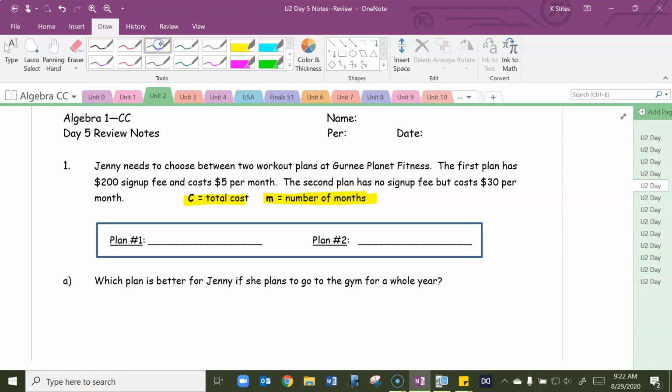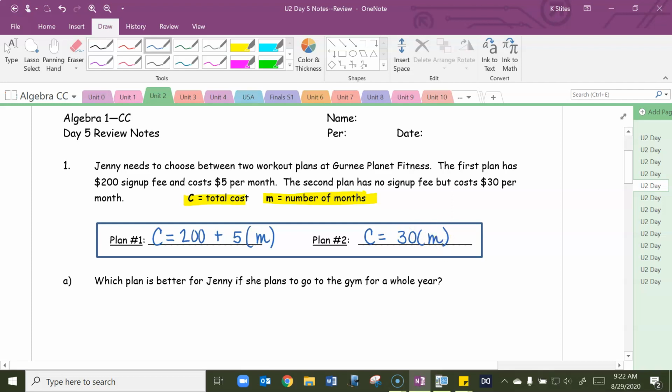So let's go ahead and write a function rule for each. Again, we are going to start with our C equals, and that's because cost is dependent in this case. We always start with our dependent variable. For plan 1, we are starting with a $200 sign-up fee plus $5 for every month. And for plan 2, I also have a C equals. I have no sign-up fee, so I could put a 0 plus if I want, but really I just need $30 per month.